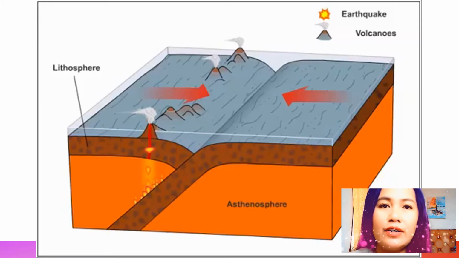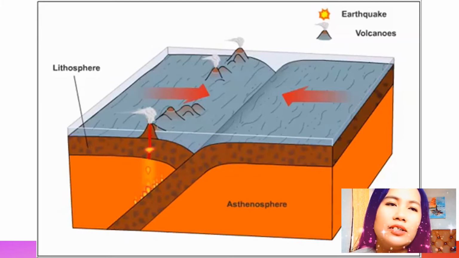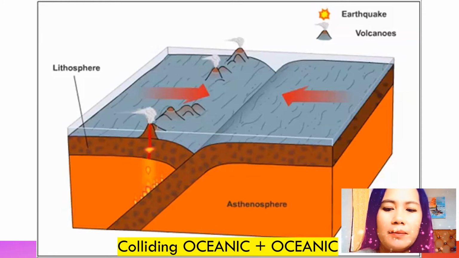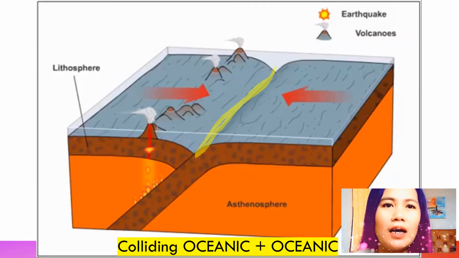This is a very short video showing, or a diagram showing, the collision between an oceanic and another oceanic plate. So when one of the oceanic plates will subduct, it will move downwards. It will form what we see here as the trench. And then on the other oceanic plate, the one that will not subduct, a series of volcanoes will be formed, and we call this as the volcanic island arc.